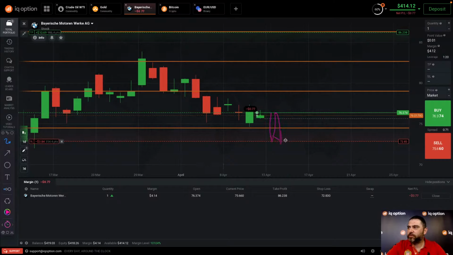This is all the amount I'm risking. From 76 to drop to 72. On the positive, it's 10 points, right? From 76 to 86 is my take profit. So the risk to reward ratio is a lot.